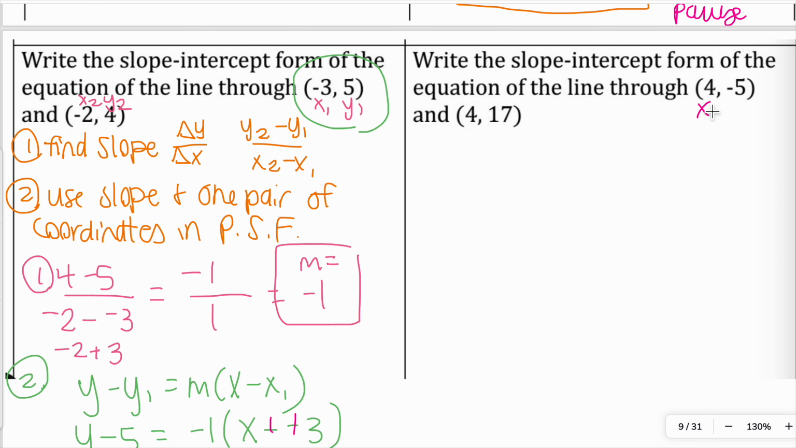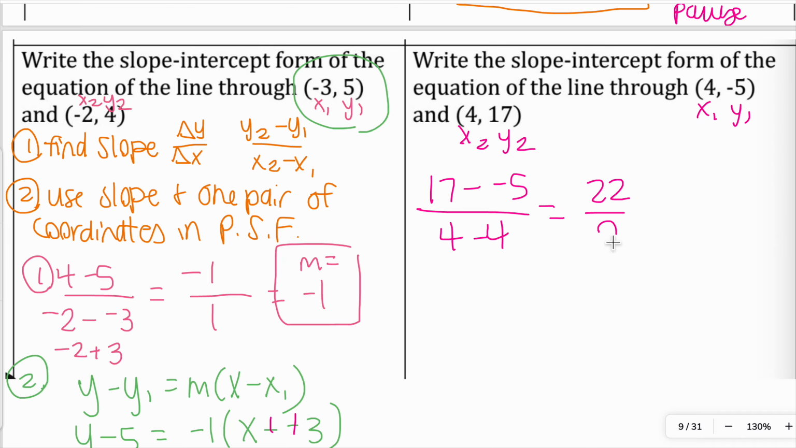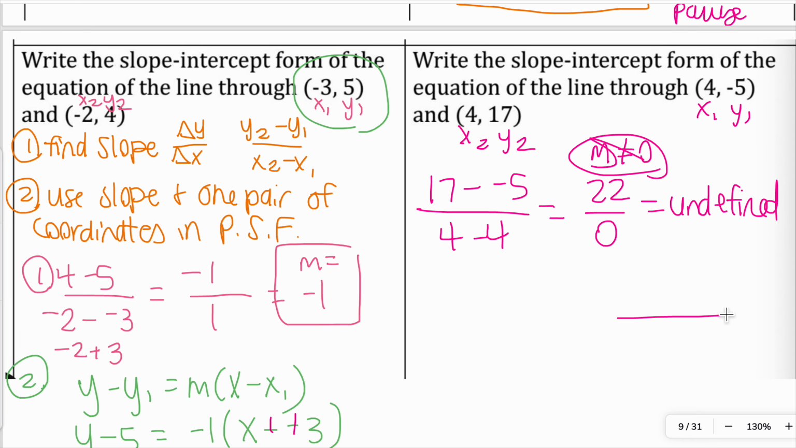All right, step 1, find my slope. So I'm going to go and label x1, y1, x2, y2. And y2 minus y1 is 17 minus negative 5, and x2 minus x1 is 4 minus 4. 17 minus negative 5 is 22, and 4 minus 4 is 0. And we're going to get something called undefined. Okay? So the question now becomes, I can't put m is equal to 0. M is not equal to 0 because 22 divided by 0 is giving you undefined.